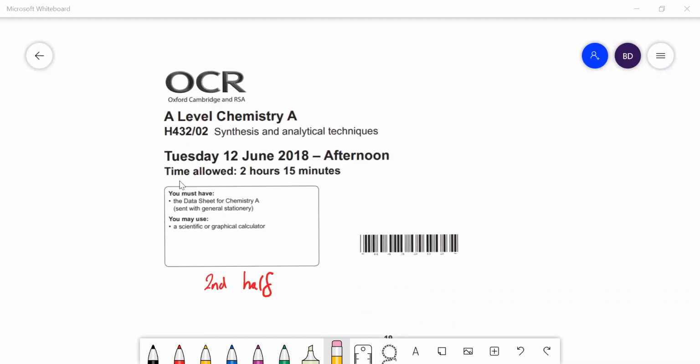In this video, I'm going to go through the Edexcel A-level chemistry paper. That's Edexcel syllabus A, and this is paper 2, organic chemistry, synthesis and analytical techniques, June 2018. I've done the first half of this paper in an earlier video, so this is the second half of the paper.